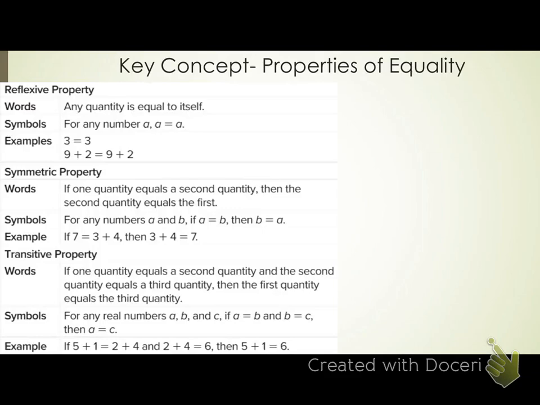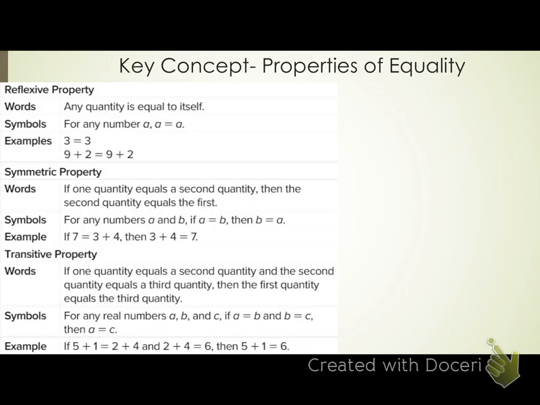So the first property is the reflexive property. Any quantity is equal to itself. Hopefully that one's pretty straightforward. Essentially, any number is equal to itself. For any number A, A equals A. Some examples they give are 3 equals 3. 3 equals itself, right?